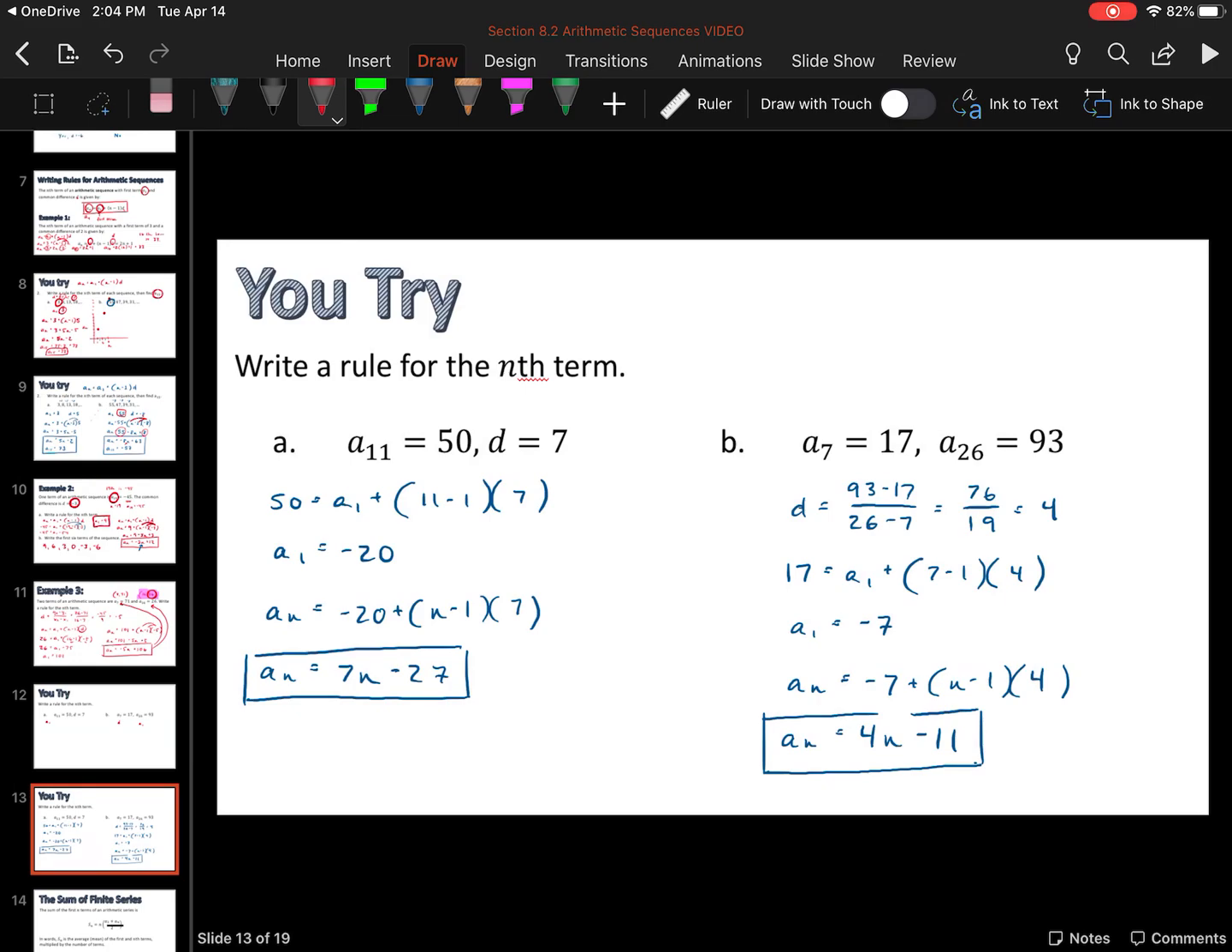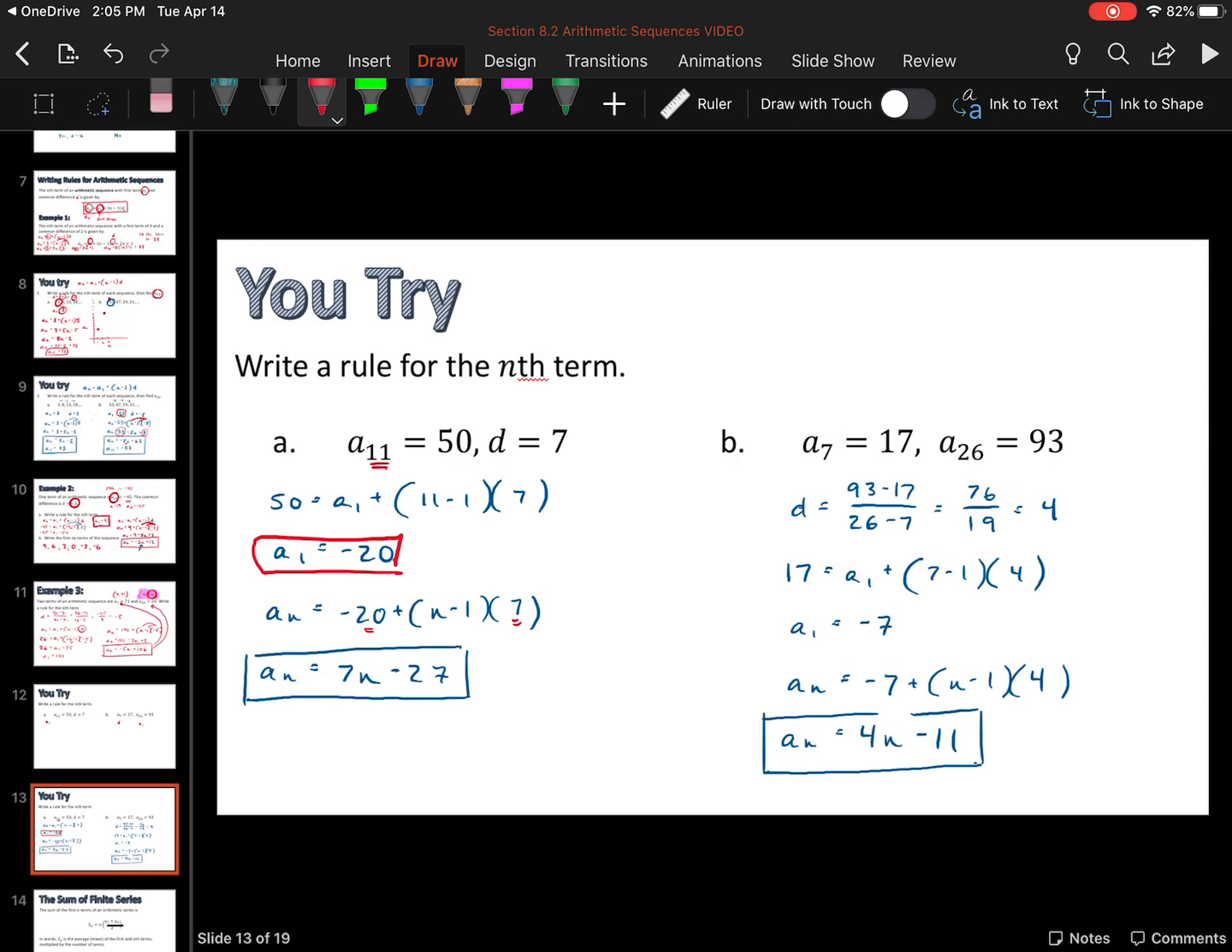Here are my answers for it. For A, you have to make sure that you plug in 11 for n. So it should be 50 equals a sub 1 plus 11 minus 1 times your common difference. Solve that out. Your first term is negative 20. So you plug that back in, plug in your common difference, multiply it all out, and then move everything around, and you should get that rule.